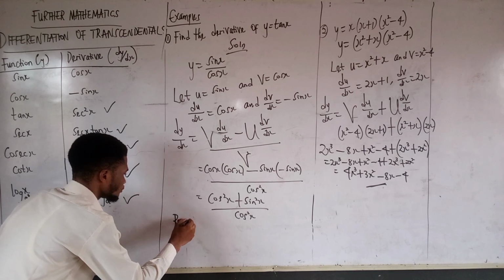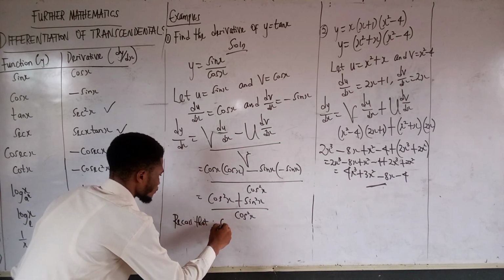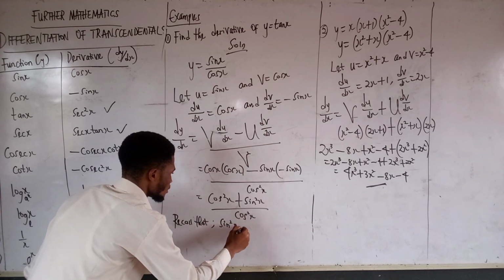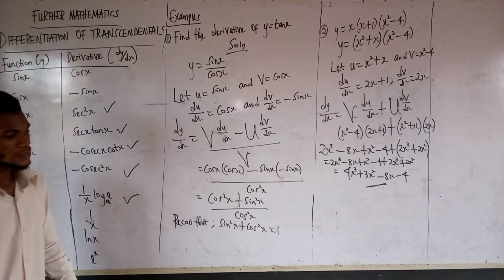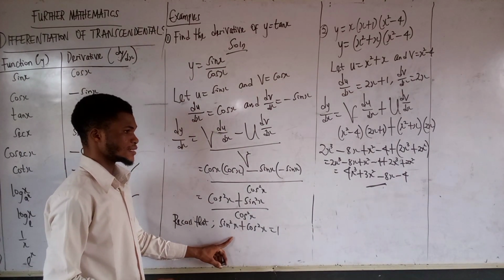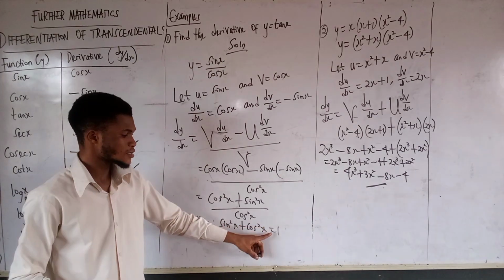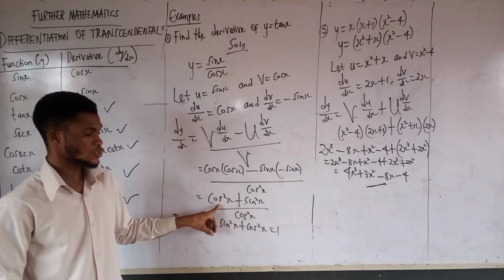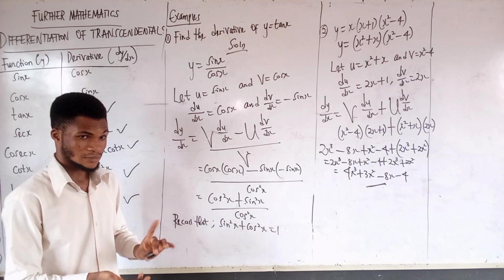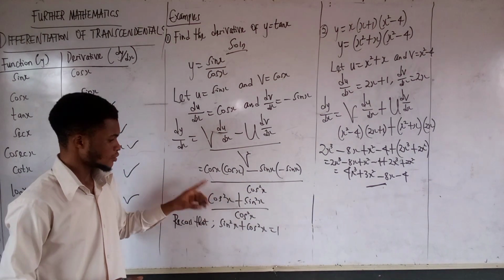And there is something I want you to recall from trig identities. Recall that sin square x plus cos square x is equal to 1. This part is coming from trig identities. So wherever I see sin square x plus cos square x, the result is 1. Arrangement doesn't matter, remember, they are both positive. So you can replace everything in here with 1.